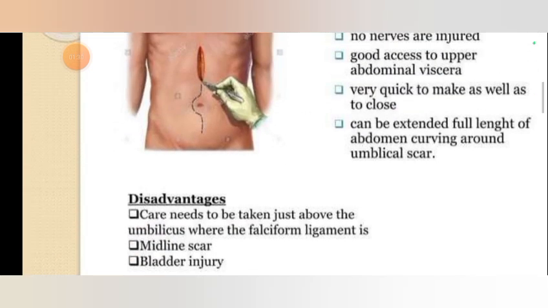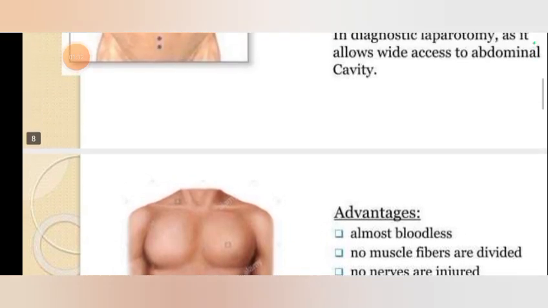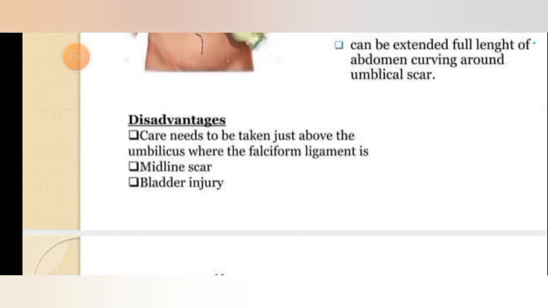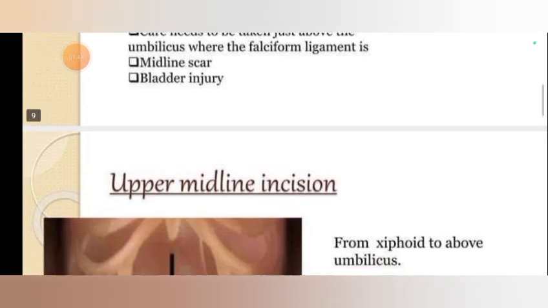And the disadvantages of midline incisions: care needs to be taken just above the umbilicus where the falciform ligament is, midline scar, bladder injury.